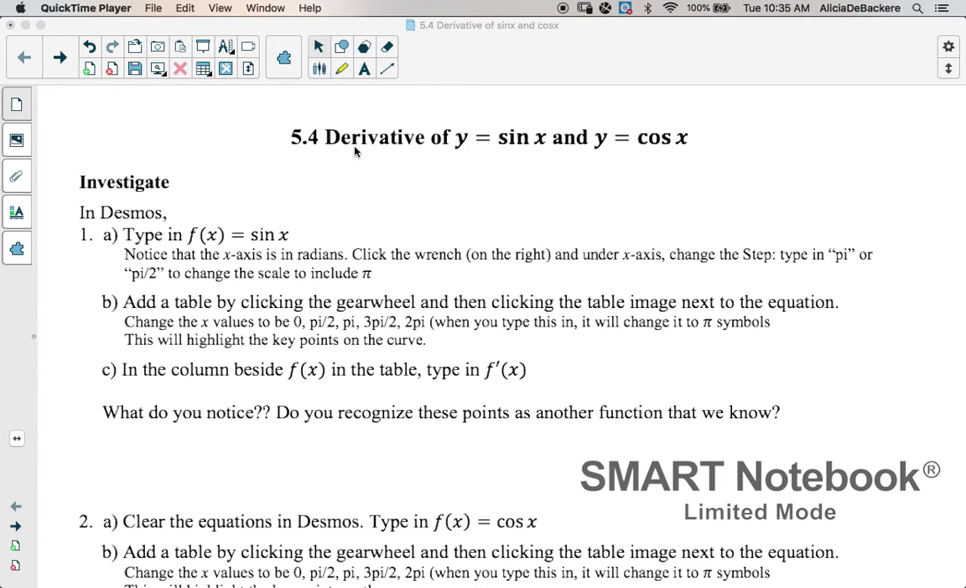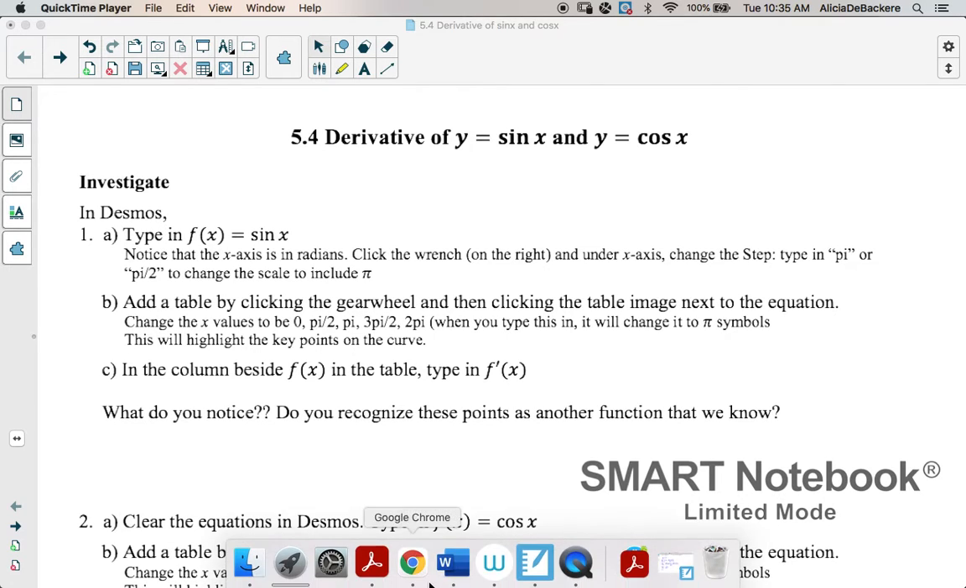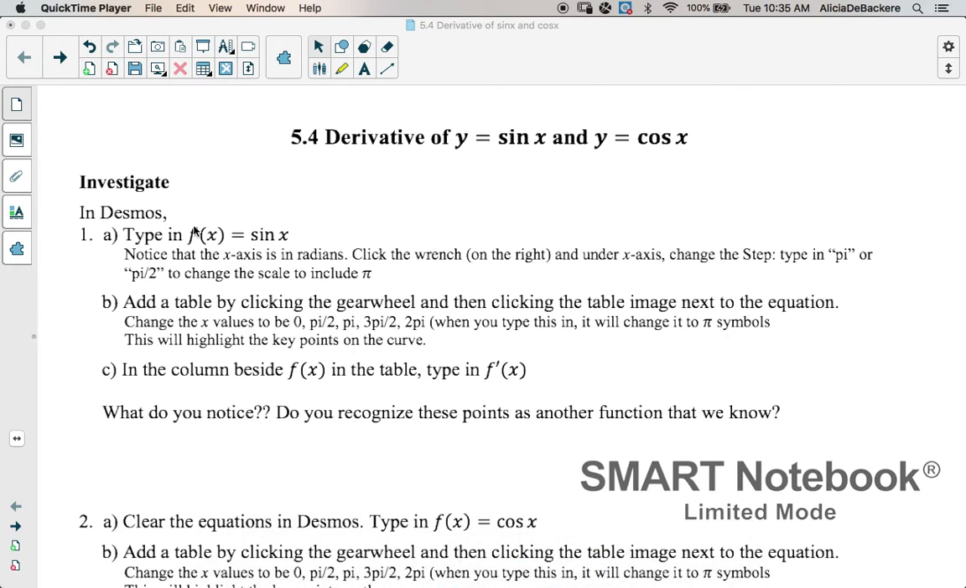Okay, we're moving into lesson 5.4, and in this lesson we're going to be looking at the derivatives of some trigonometric functions. So in this lesson we're focusing on sin x and cos x, and in our next one we'll look at tan x. So we're going to start off with an investigation again and figure out what the derivatives are all by ourselves. So we're going to go over to Desmos, and so you should pause the video at this point, go through the instructions, and see if you can figure it out on your own.